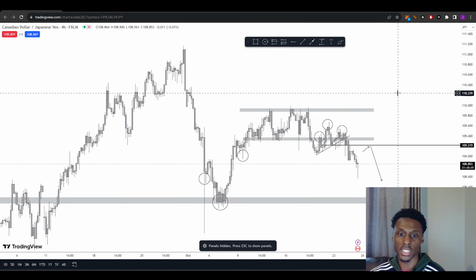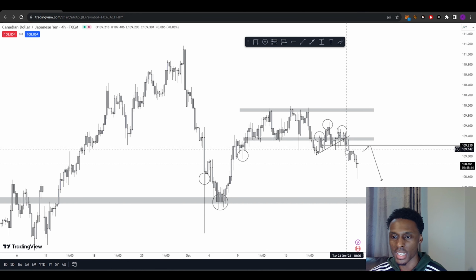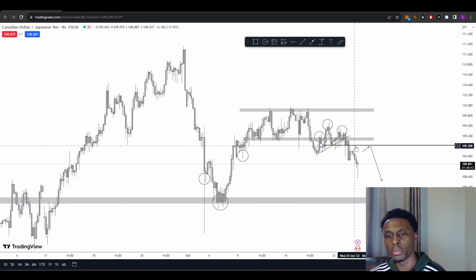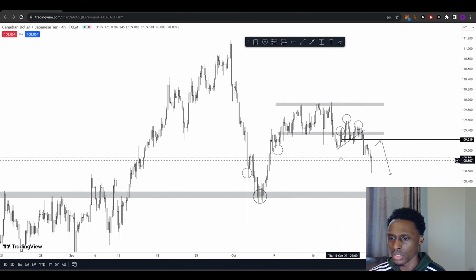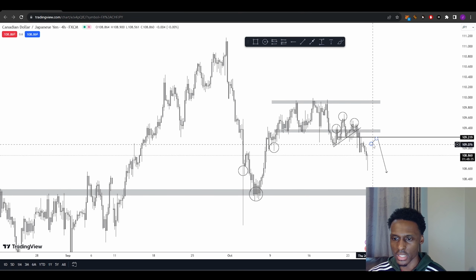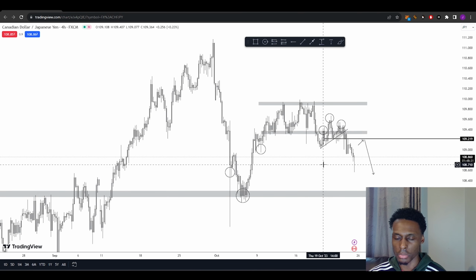CAD JPY. So this is a trade that I didn't get. I didn't get into this trade because it happened at a different time that I don't trade. I trade from 8 to 3, and this happened really early, so I didn't get in this. But nevertheless, you can see the direction's right, and I still think I could potentially get some shorts on this anyway.